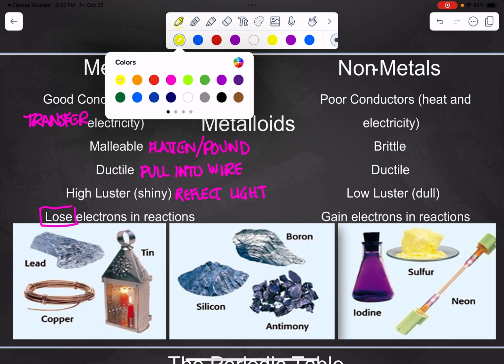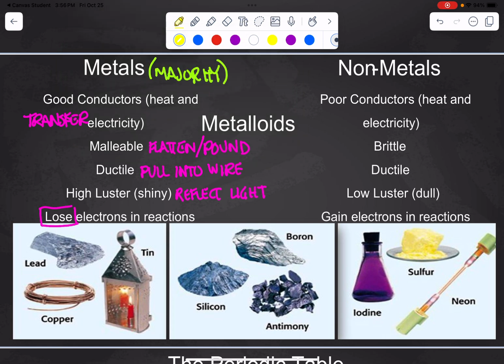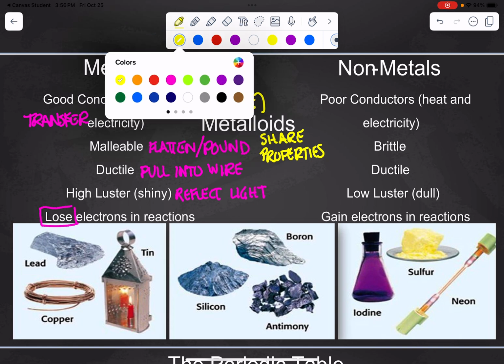Now notice that metalloids are in between. They are the least amount. They share properties with both, so they're kind of in between.